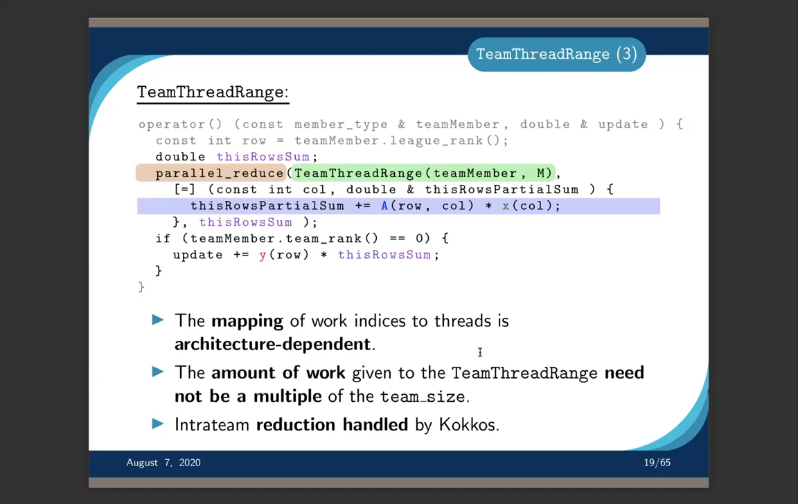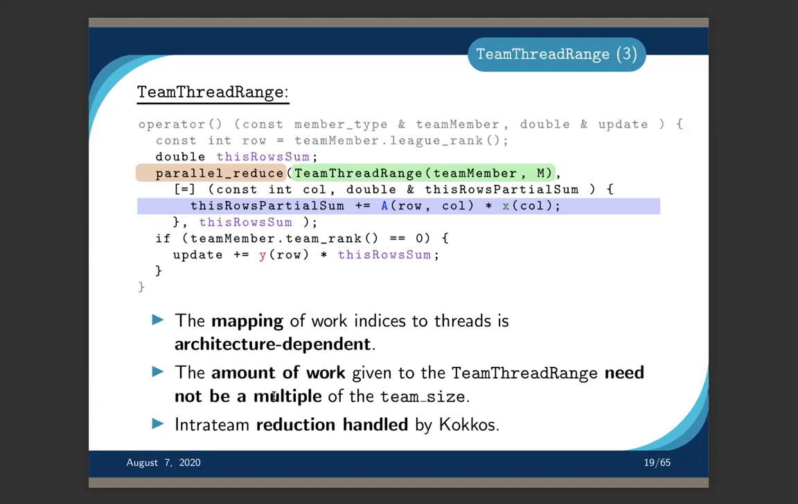This M here doesn't need to be a multiple of a team size. The same as you didn't worry in a parallel_for with a range policy or a parallel_reduce with a range policy about whether your loop count goes evenly onto the number of threads in the thread pool underneath. You don't need to worry about it here.